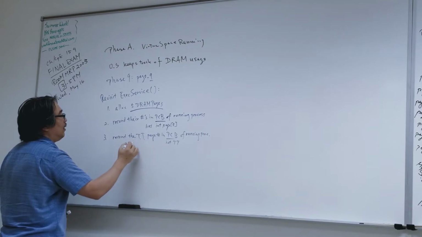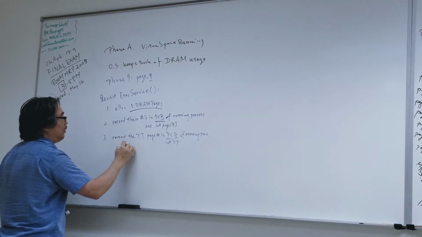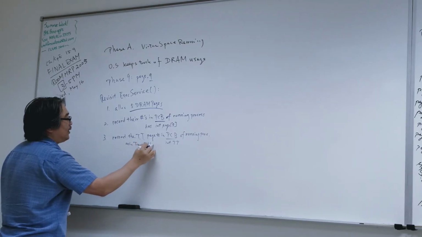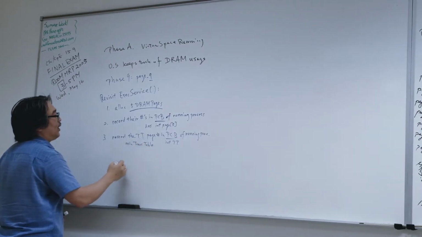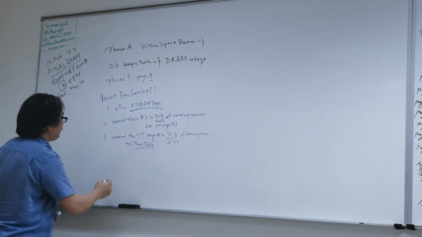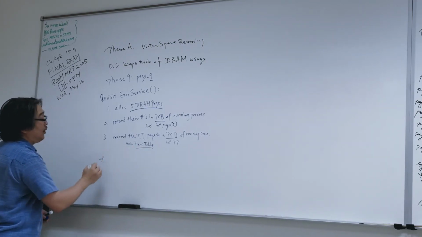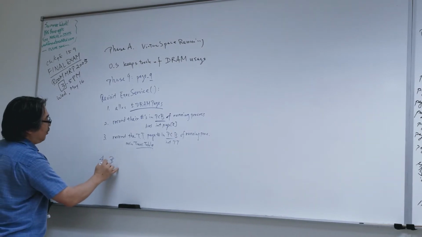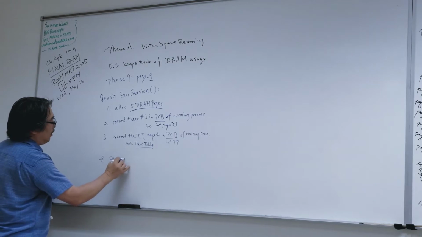Okay, TT means translation table. Okay, the main translation table. Address translation, of course. Virtual address translated to the real address. All right. So we can start to build the translation. So we're going to build the TT.